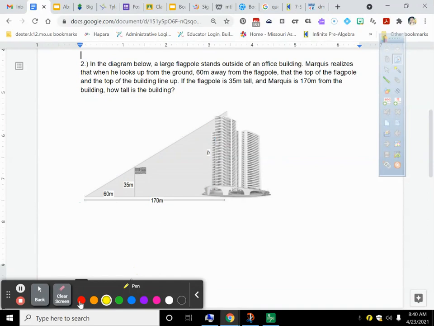Since they're similar, you can set up a proportion. You got the height of the flagpole, which is 35, and the height of the building, which is h. So those are corresponding. You have the distance from Marquise to the flagpole, and then you also have the distance from Marquise to the building. Okay, so we need to set up a proportion. Natalie B. Bowen, how would I set up that proportion? Or how would you set up the proportion?